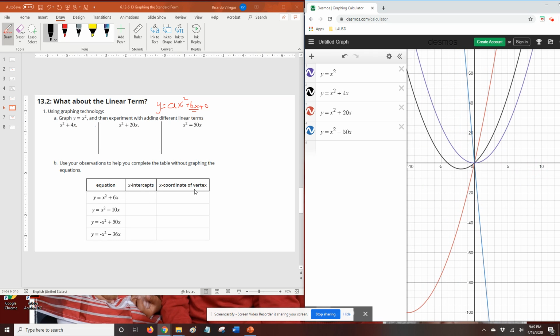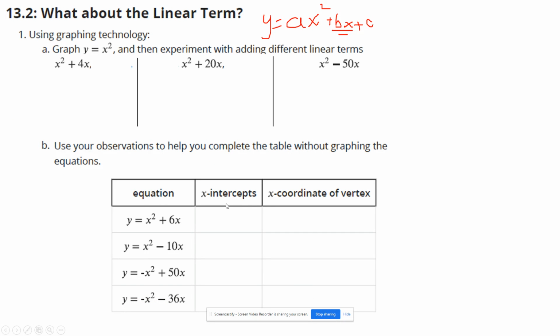this question here. So it says, use your observations to help you complete the table without graphing the equations. So go ahead and based off of what we just talked about, what would be our x-intercepts for y equals x squared plus 6x? Go ahead and answer that question now.